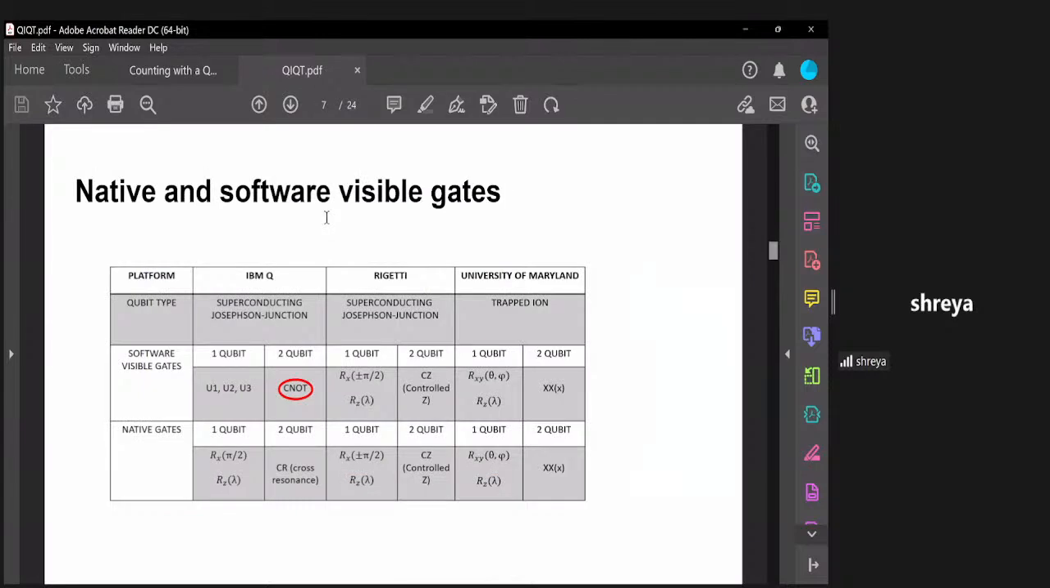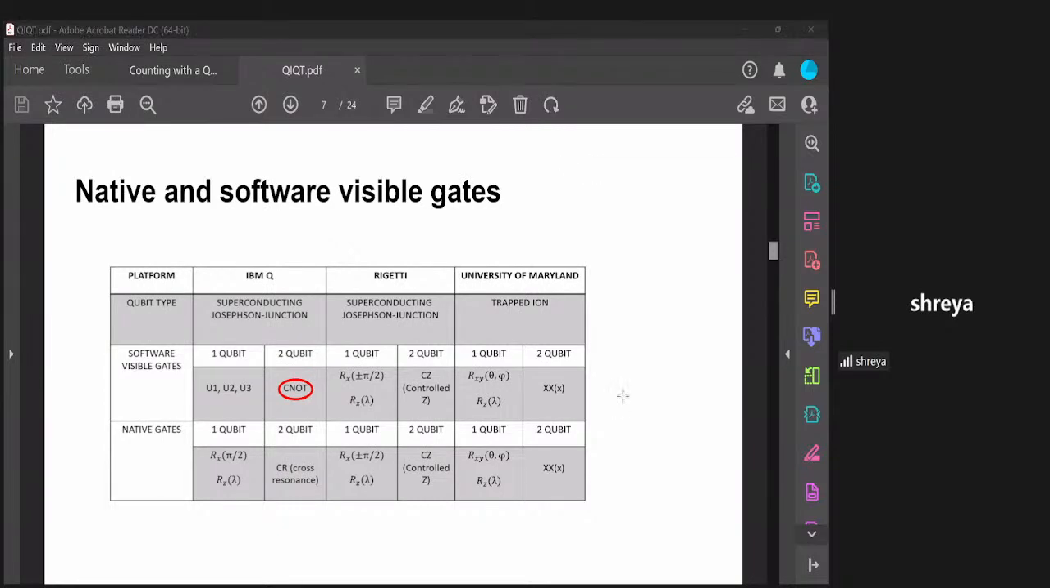This is an example, it's a bit old, it's last year's example. This is an example of what native and software visible gates are. I have 3 examples here. There are 2 superconducting computers, IBM Q and Rigetti, and there is one trapped-ion. There are software visible gates. I don't think that IBM Q uses U1, U2, U3 these days. They only use U, which is the U3 gate. And there is only one 2-qubit gate, that is CNOT in this case.